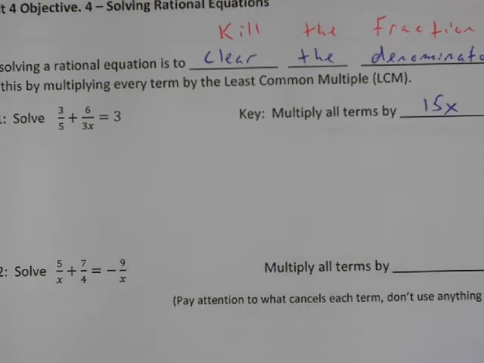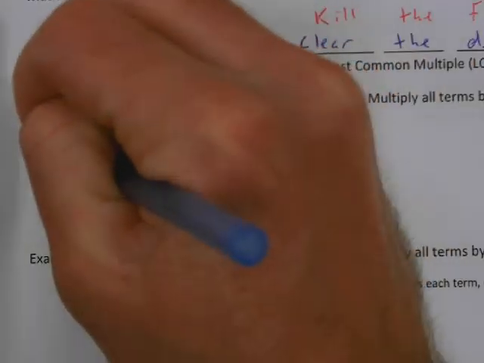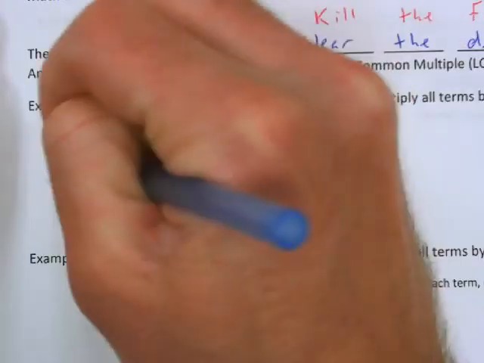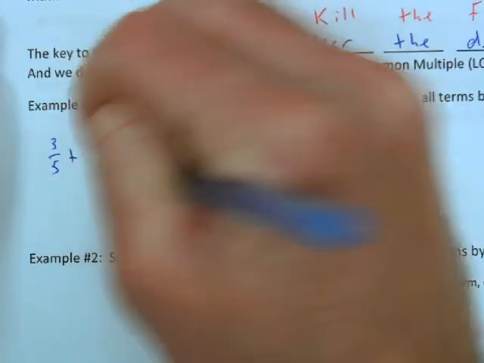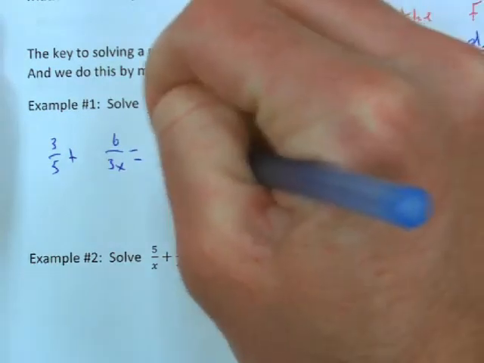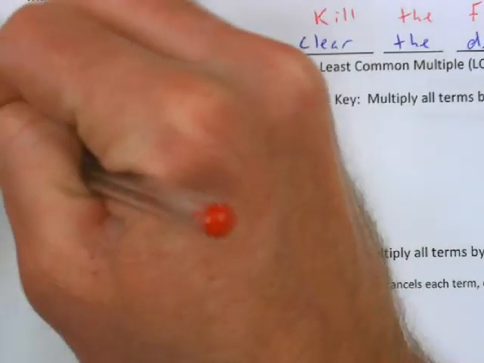Let's rewrite our problem so we have a little bit more space. So we got 3 over 5 plus, and we'll leave a little bit of a gap, 6 over 3x equals, a little bit of a gap, 3. Then I want to multiply everything by that LCM, which is 15x. So I want to multiply each part by 15x.